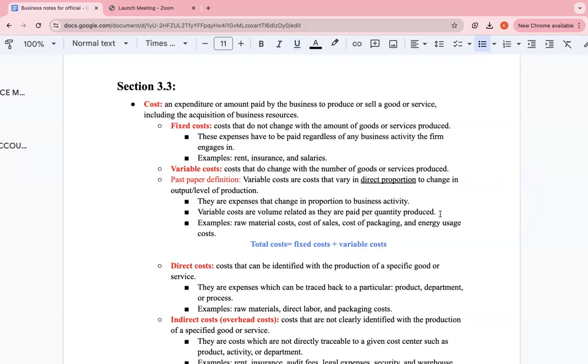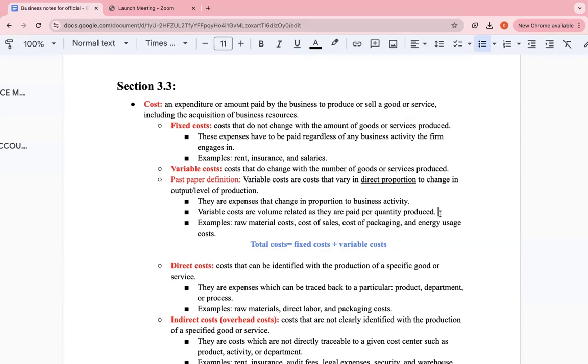So for example, energy usage cost is because the machine is operating for a longer period of time, it's using more energy, so that's why it's using more electricity. And then the cost of packaging each box produced to put the shoes inside.